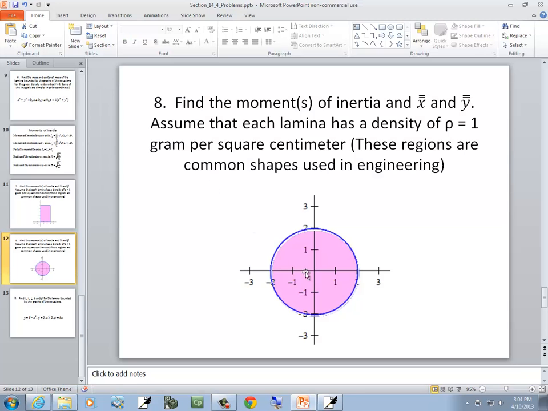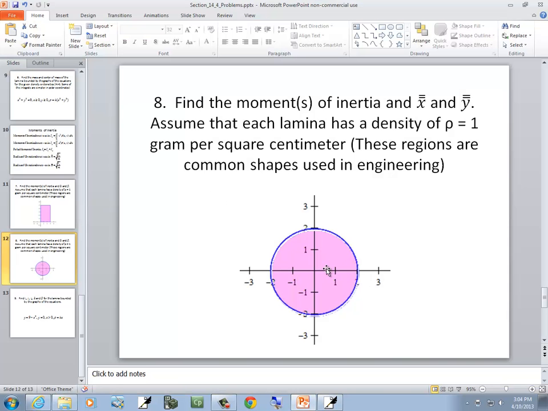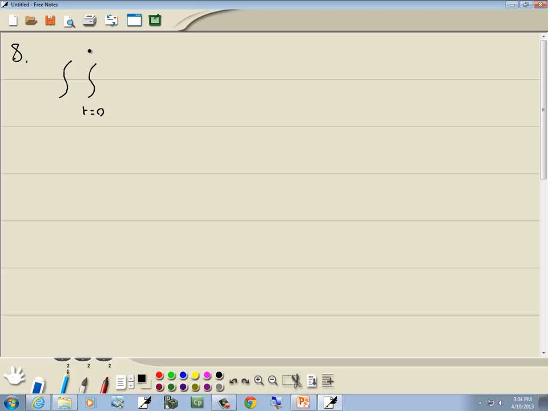Now this one's the entire circle, isn't it? And again, if it's a circle, then polar is going to be your best way to set it up. So our region of integration, I'm just going to look at that. It's going to be r is equal to 0, and our radius is 2, so it'll go to r is equal to 2. Theta is going to go from 0 all the way around the circle, which is 2 pi. So that's going to be our region of integration for all of these.